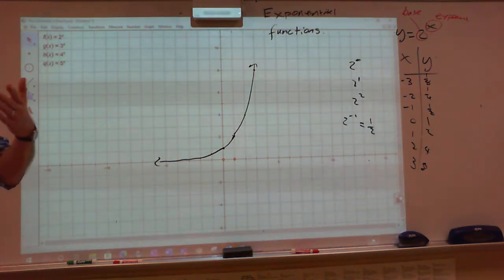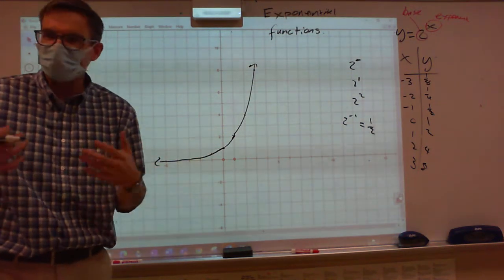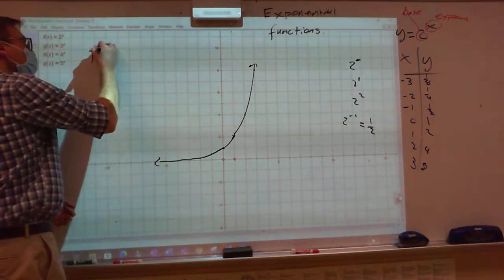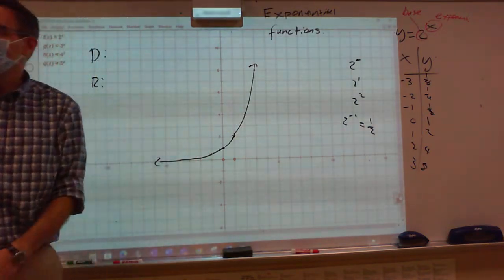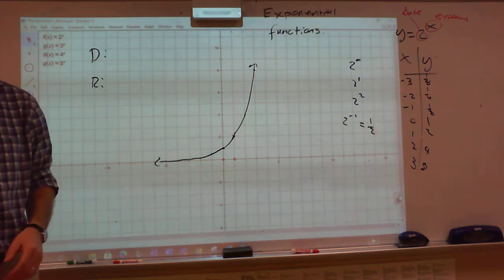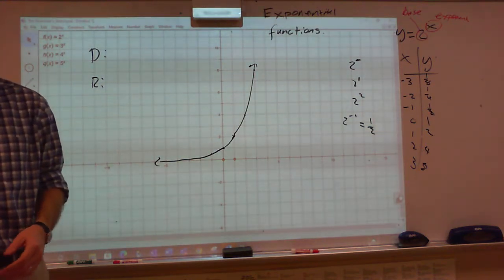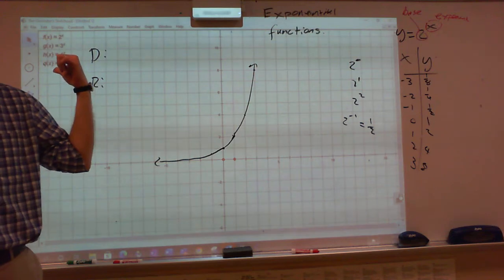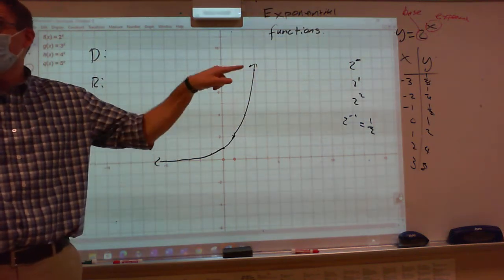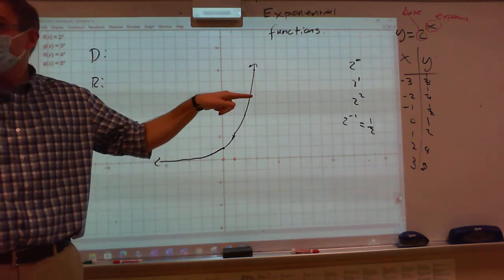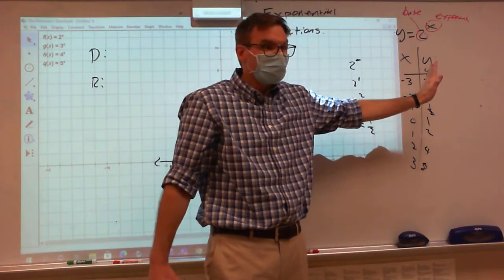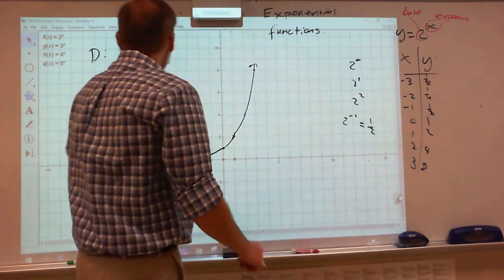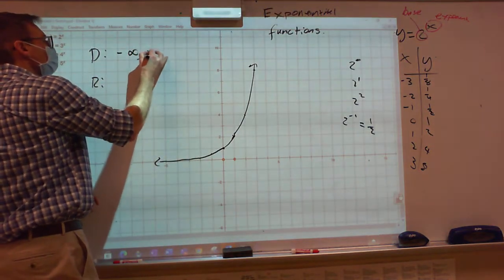And anytime a math teacher gives you a new graph, they always want to talk about domain and range. So let's talk about domain and range. What's my domain of this? How far left and right does it go? How far left does it go? All the way. How far right does it go? All the way, right? It goes all the way up, but it goes all the way to the right. Does that make sense? So my domain's going to be from negative infinity to positive infinity.